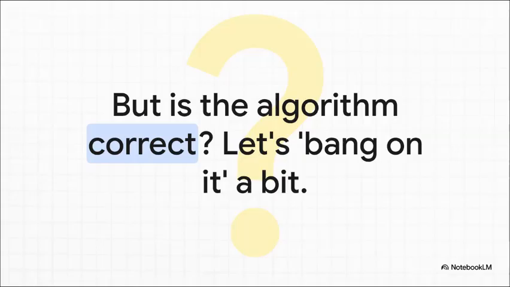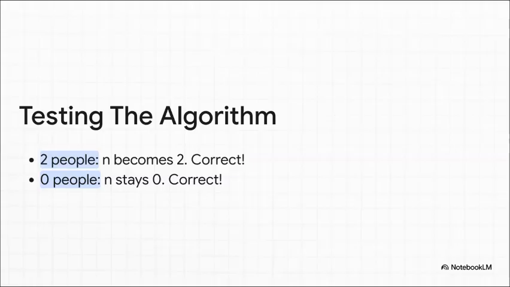All right, so we've got our instructions. We've got our little algorithm. But here's the million-dollar question in programming. Does it actually work? I mean, does it work every single time? Let's try and break it. Let's, as they say, bang on it a bit and see if it holds up. Let's run a test. Say there are 2 people in the room. N starts at 0. We see the first person, boop, n is now 1. We see the second person, boop, n is now 2. No more people, final answer, 2.